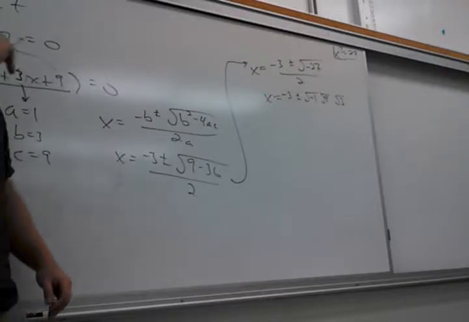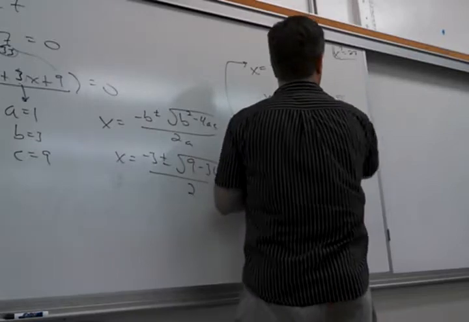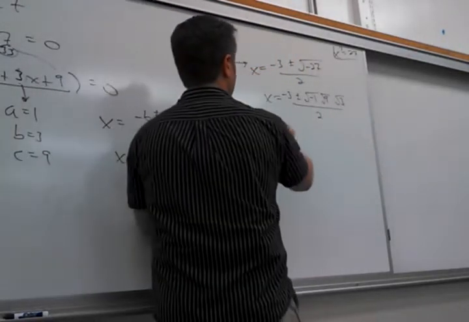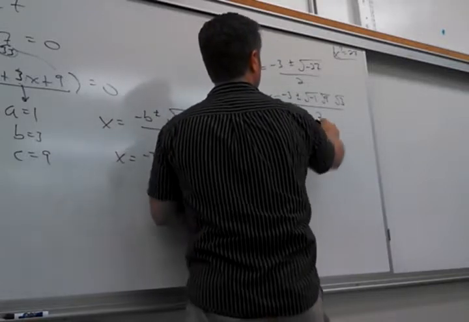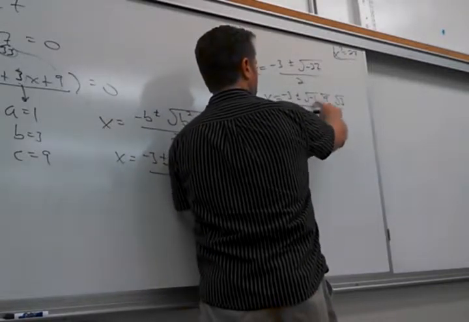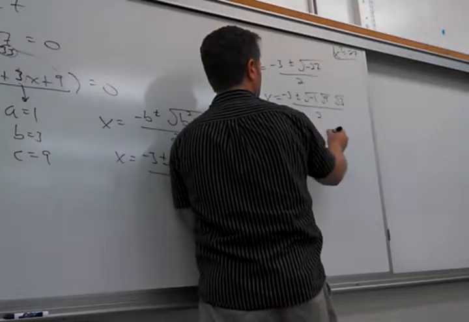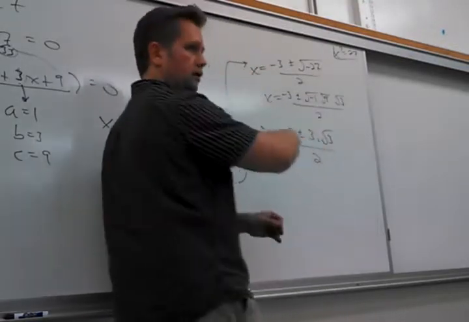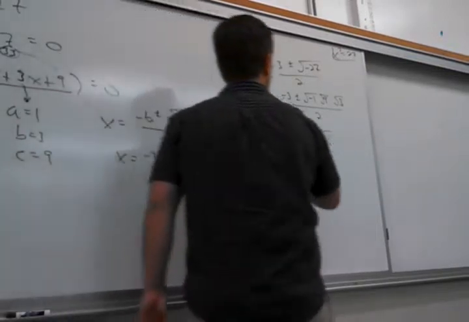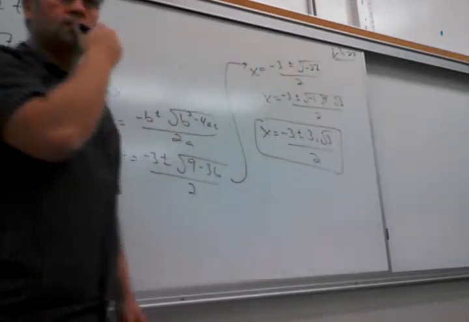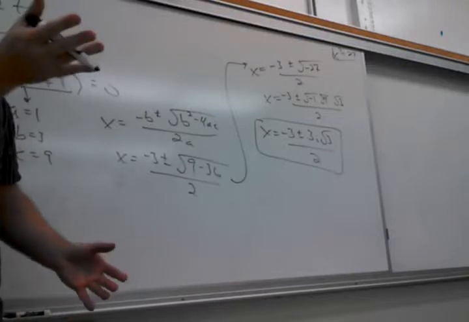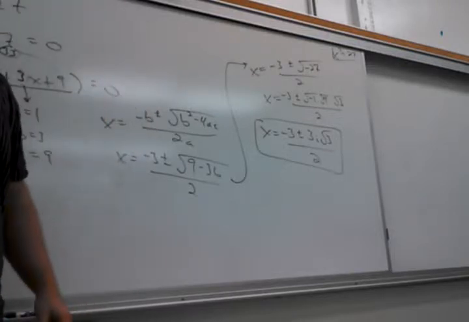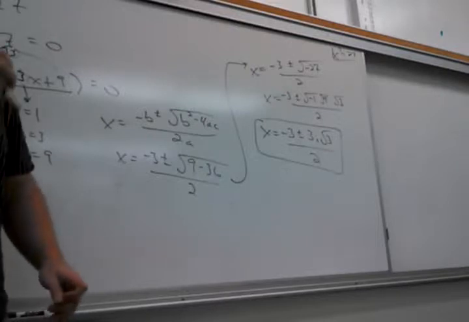Let's make a point about that last piece. And then we get negative 3 plus or minus 3i square root of 3, all over 2. And will 2 go into anything? No, so I can stop there. If it was a 6, I could then break it up and reduce it. This requires simplifying everything.